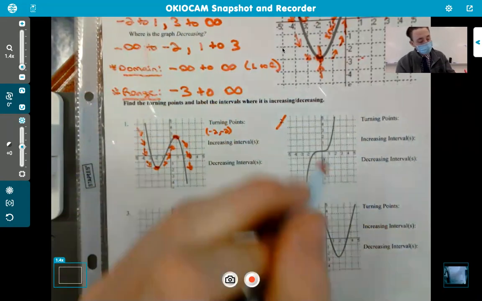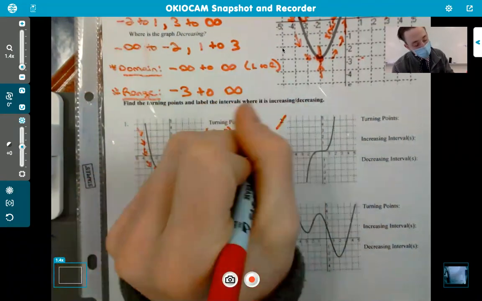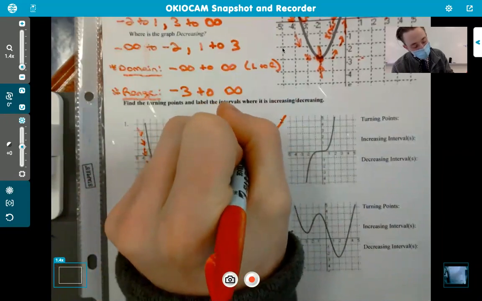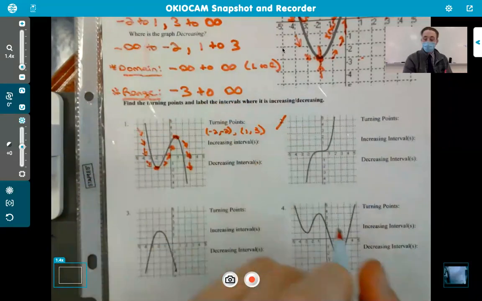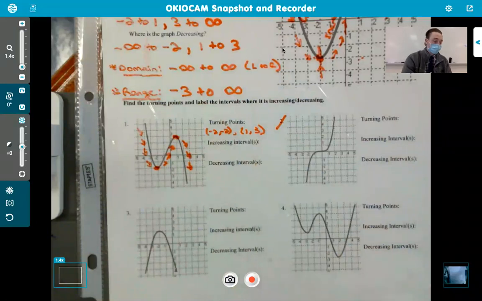One, 3 or 1, 2? It's hard to see. It's 1, 3. Yeah, my apologies, it's a little small. So 1, 3 is my second turning point. Good.